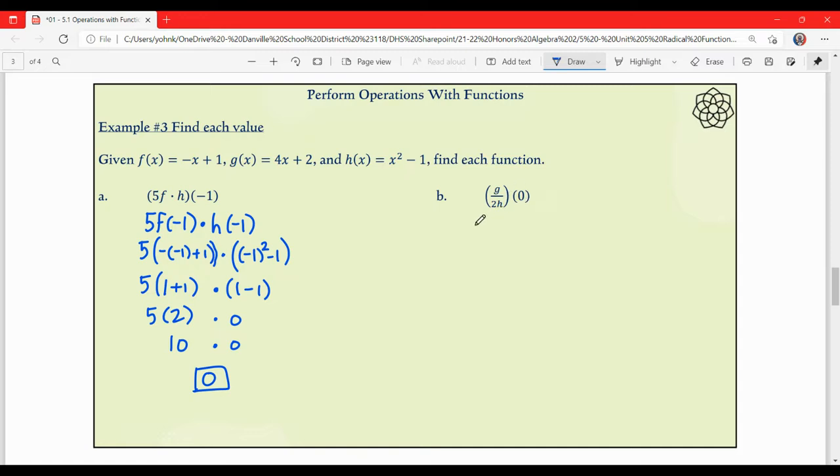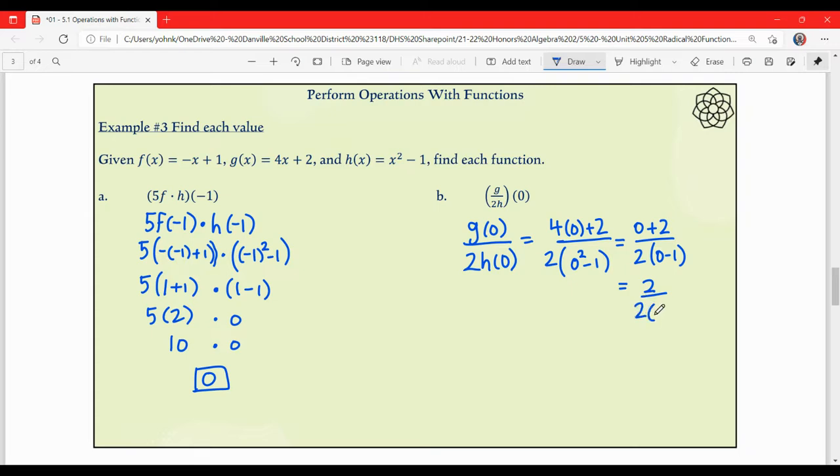If we go over to letter B, I'm going to do g of 0 divided by 2 times h of 0. So that means plug 0 into the g function. So 4 times 0 plus 2. And on the bottom, we're going to do 2 times and plug 0 into the h function. So 0 squared minus 1. So that gives me 0 plus 2 on the top. 2 times 0 minus 1. So that gives me 2 on the top. 2 times a -1 on the bottom. 2 divided by -2. That gives me -1.